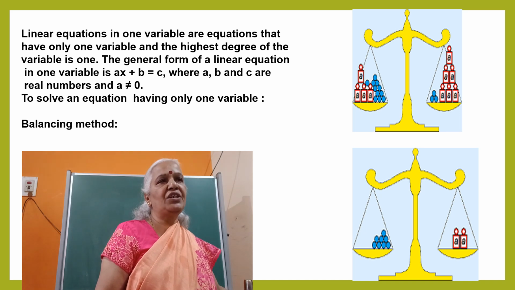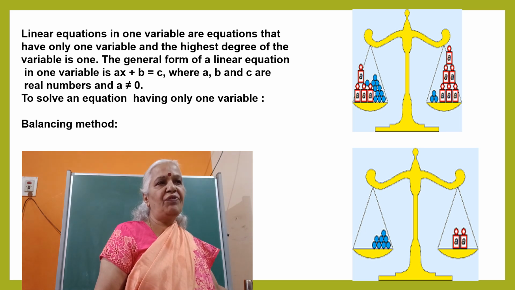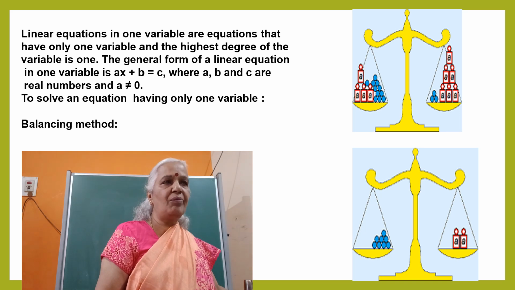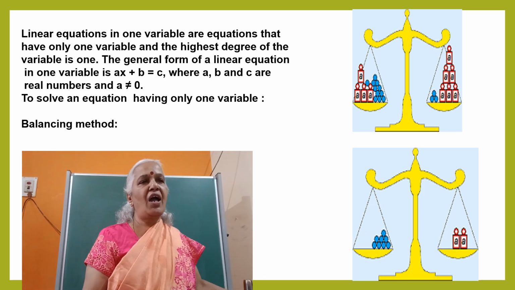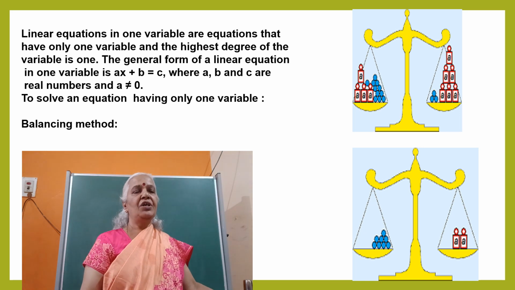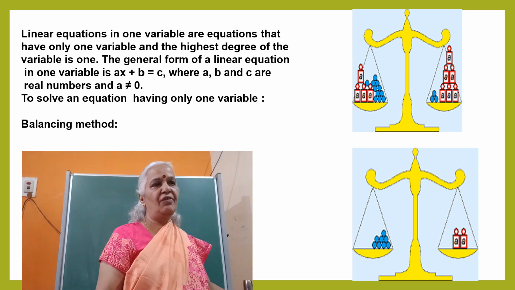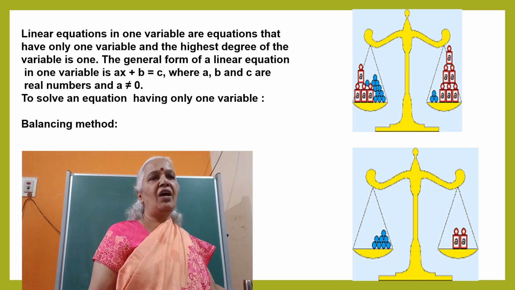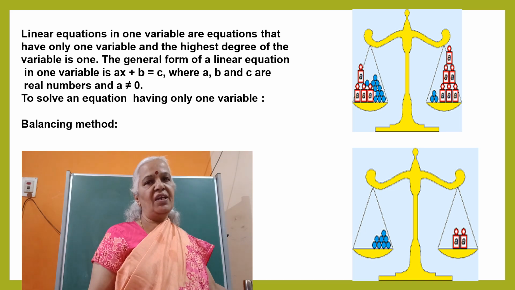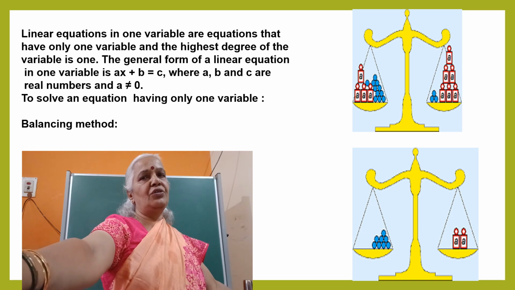To solve an equation having one variable, there are different methods. The first method is the balancing method, where in the balance, if we add something to the left hand side, we have to add to the right hand side also, then we can say this is balanced. And here you see in the second figure, if we remove something from the left hand side of the balance, we have to take out something from the right hand side also.